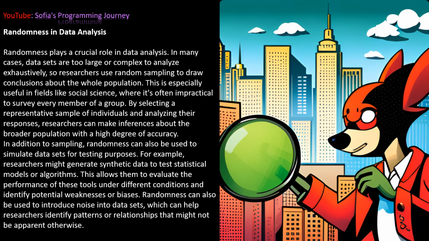In addition to sampling, randomness can also be used to simulate data sets for testing purposes. For example, researchers might generate synthetic data to test statistical models or algorithms. This allows them to evaluate the performance of these tools under different conditions and identify potential weaknesses or biases. Randomness can also be used to introduce noise into data sets, which can help researchers identify patterns or relationships that might not be apparent otherwise.